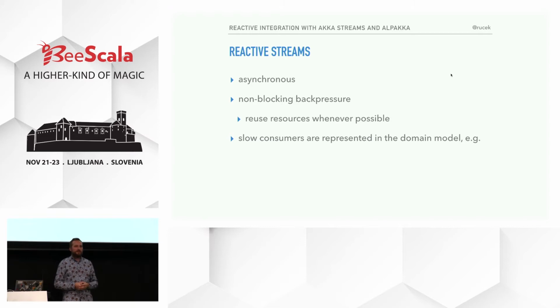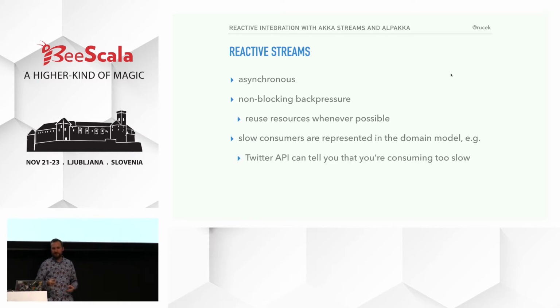Another important thing is that the slow consumers are somehow represented in the domain model. To explain what this means, I have 2 examples. The first of them is the Twitter API. There is a Twitter streaming API from which you can basically consume a stream of tweets. The special thing about this is that the Twitter infrastructure monitors the connection. If it detects that you are consuming the tweets too slowly, instead of sending you tweets, it sends you some signal messages that tell you, hey, you're consuming too slow. If you don't speed up, the connection is going to be terminated.